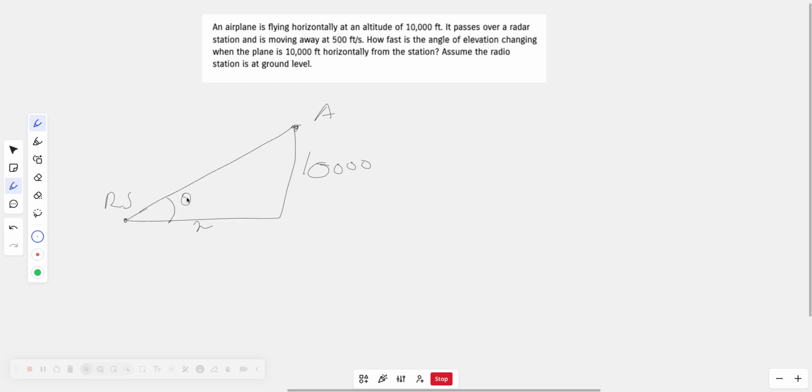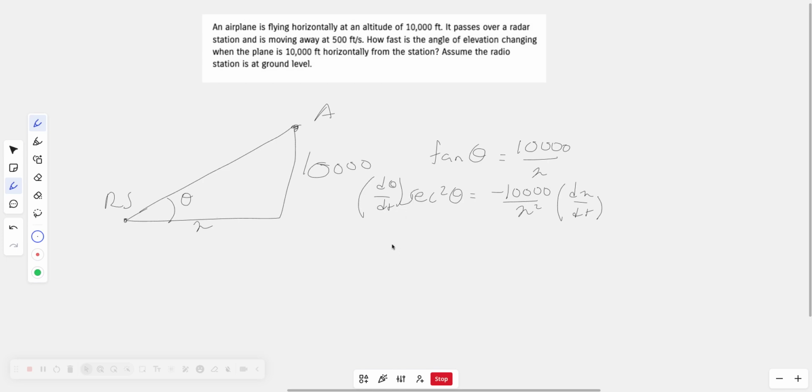And this is going to be theta. So tan theta is equal to 10,000 over x. And we can differentiate here to get secant squared theta is equal to negative 10,000 over x squared times dx dt. And this is also d theta dt.